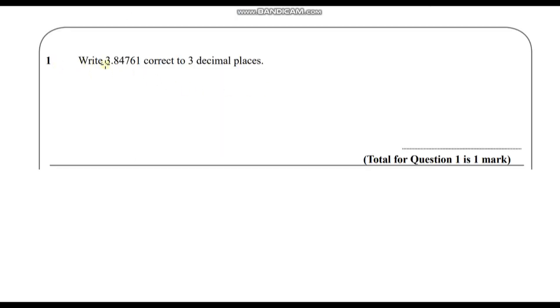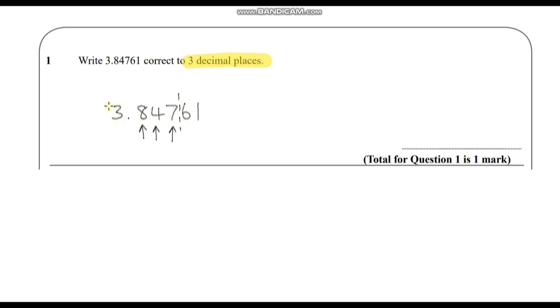So question 1, write 3.84761 correct to 3 decimal places. First of all, let's write out the number down here: 3.84761. So correct to 3 decimal places, this is our first decimal place, this is our second decimal place, this is our third decimal place. If I just draw a line down there to cut it off.